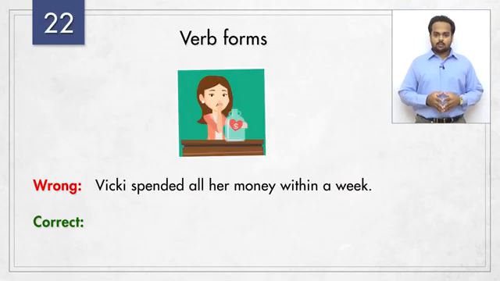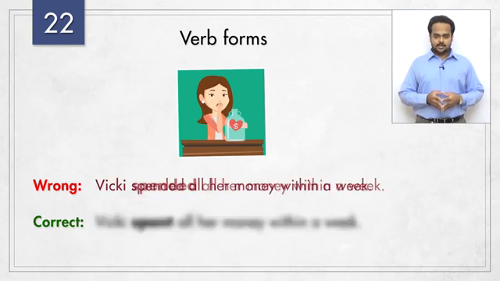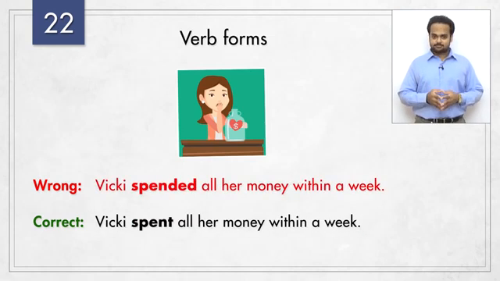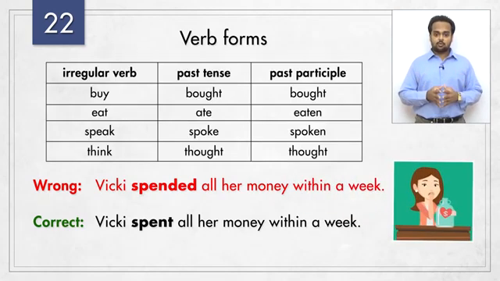Number 22, Vicky spended all her money within a week. Not spended, spent. The verb spend is irregular, meaning that the past form does not have an ed ending. There are many irregular verbs in English like buy, eat, speak, think, and so on. You can only learn them through experience, so you should memorize as many as you can.